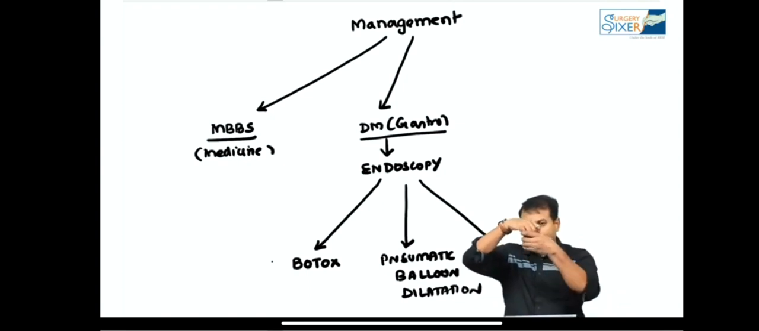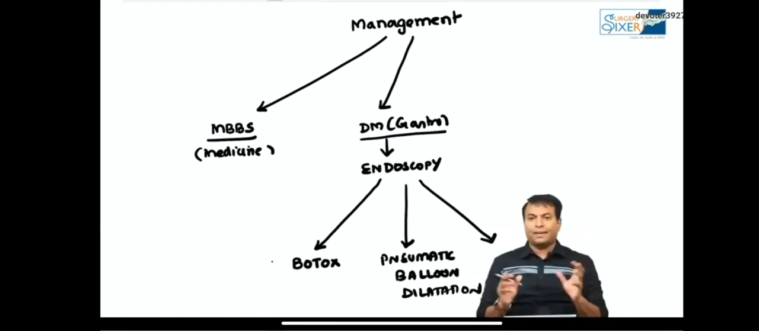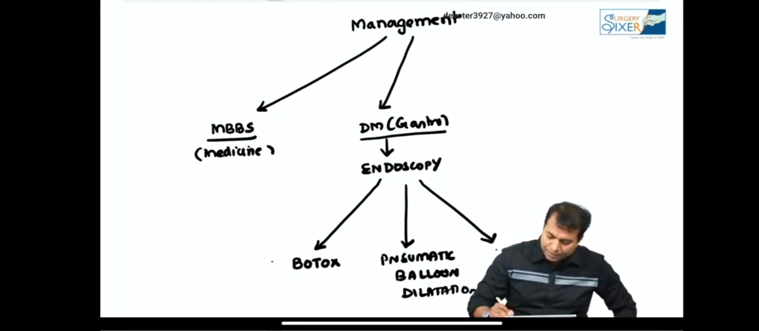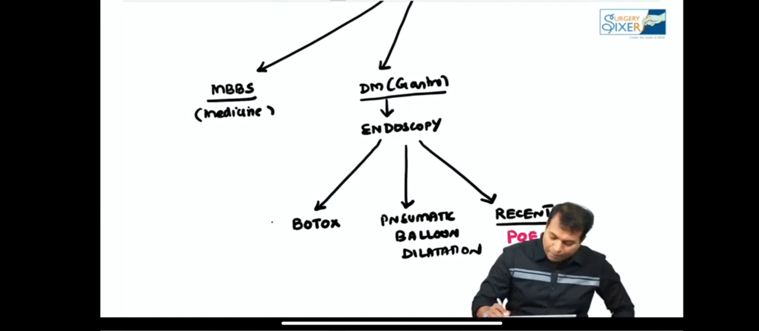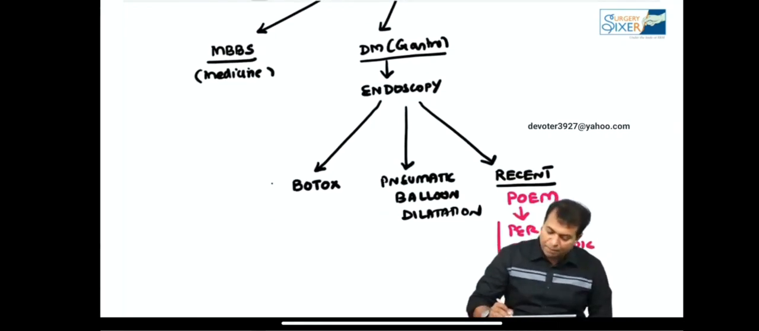They will keep a balloon in the constricted part and they will open the balloon so that the muscles will get torn. That is pneumatic balloon dilatation. And the last method is used in medical gastroenterology, which is a recent method. Can somebody tell me? This question is recently asked also. By endoscopy itself, they do a procedure known as POEM, peroral endoscopic myotomy. So peroral endoscopic myotomy, POEM, is done recently.